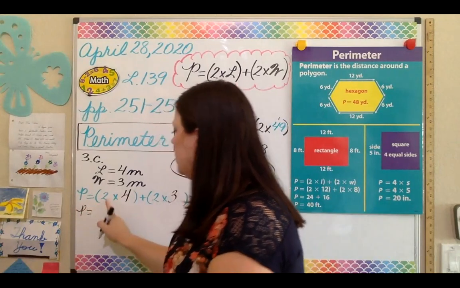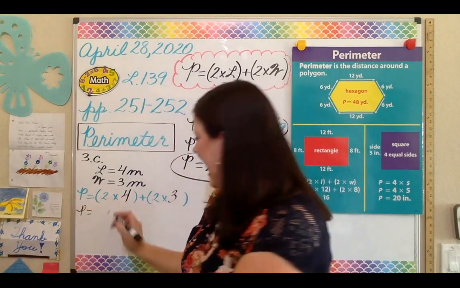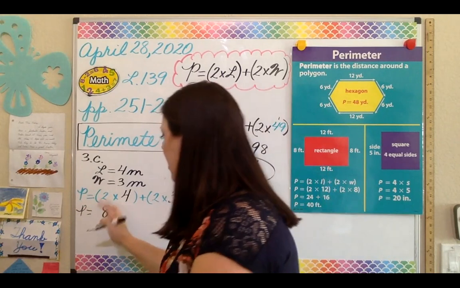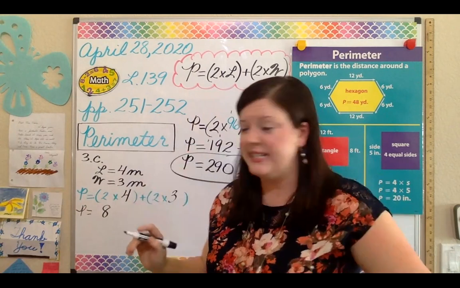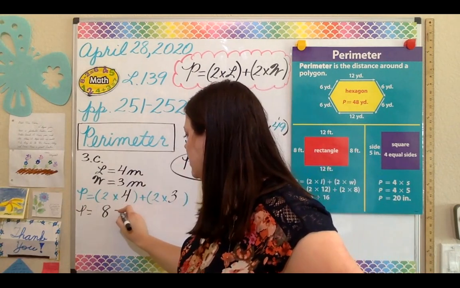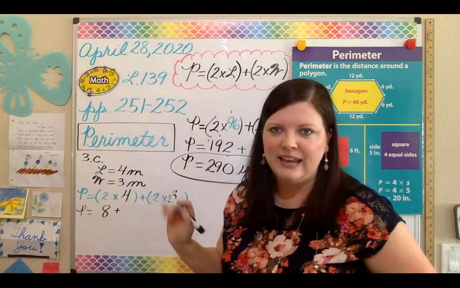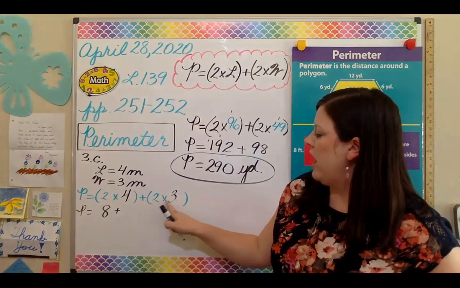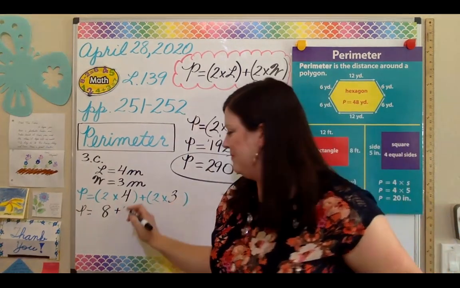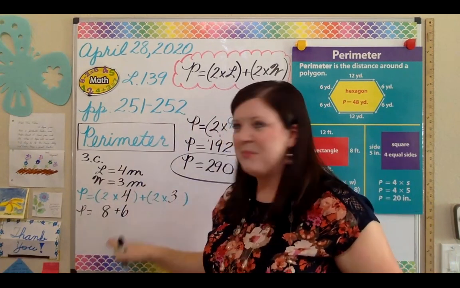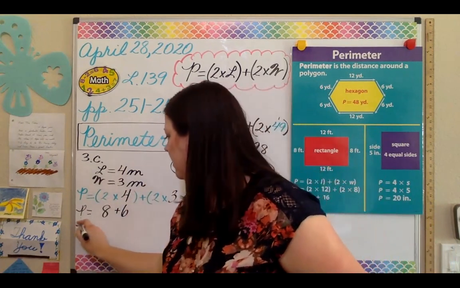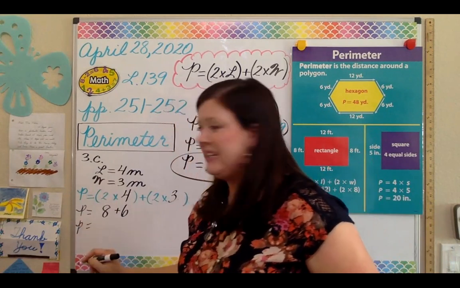P equals, what is 2 times 4? 8. Those parentheses magically disappeared because we did what was inside. The plus sign has not disappeared yet because we haven't added anything yet. What is 2 times 3? 6. Those parentheses have now disappeared. The last step is just add what we have. What is 8 plus 6?